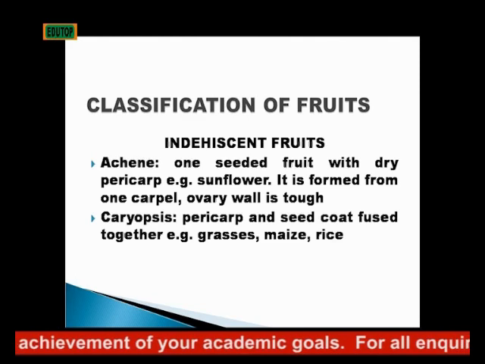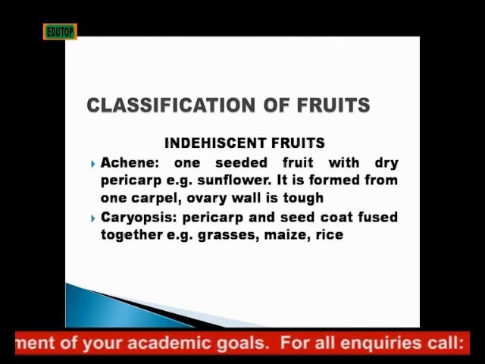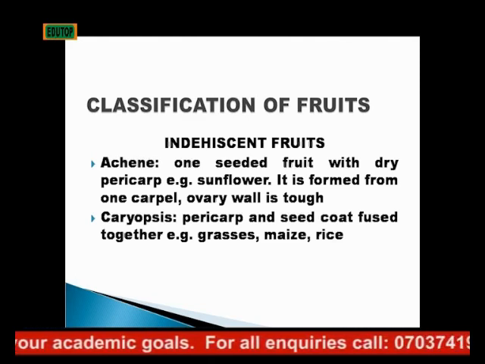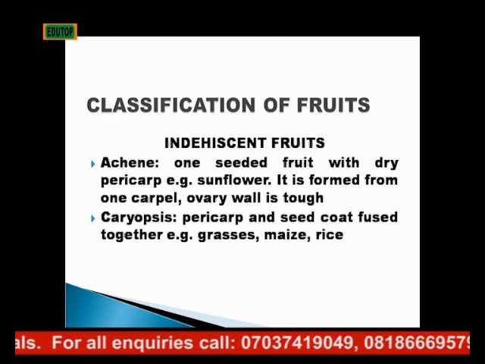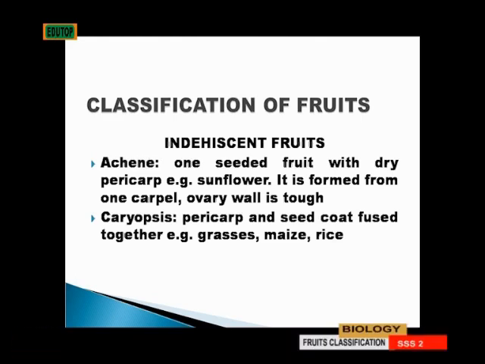The second one is caryopsis. In caryopsis, the pericarp and the seed coat are fused together, as we have in maize, rice, and grasses. So rice is an example of caryopsis, an indehiscent fruit. It does not split open.